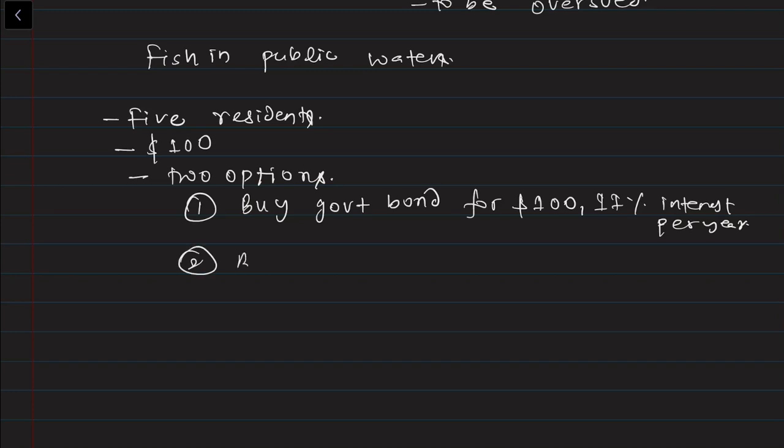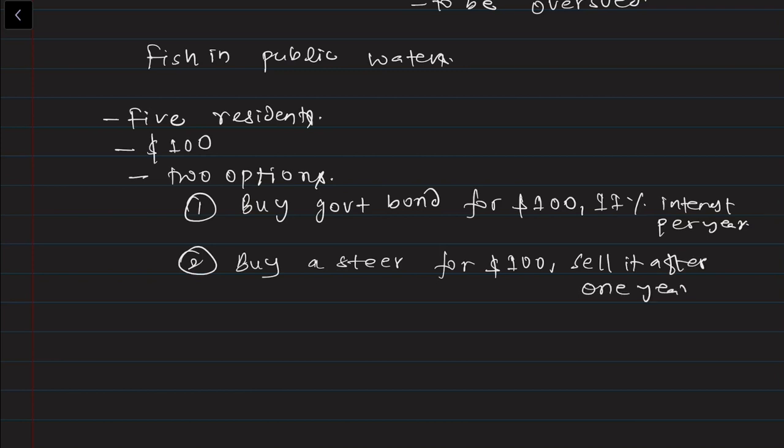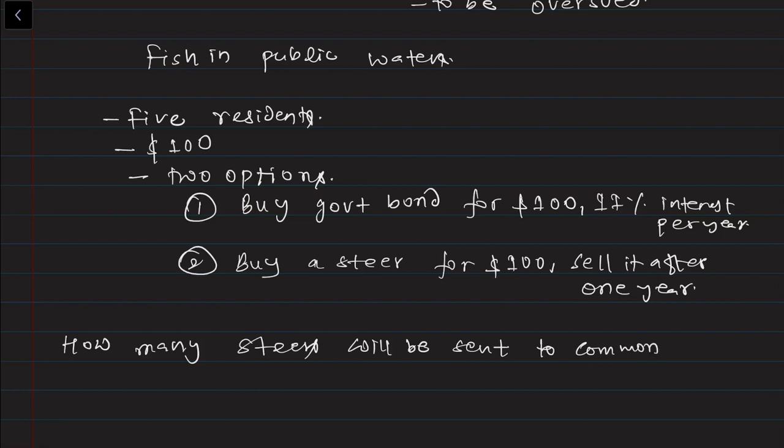The second option is to buy a steer for $100 and send it to the common grassland and then sell it after 1 year. Now the question is, if each person decides individually how to invest, how many steers will be sent onto the common grassland? Let me write down the question. How many steers will be sent to the common grassland if each person decides individually? Okay, so let me cook up some numbers.